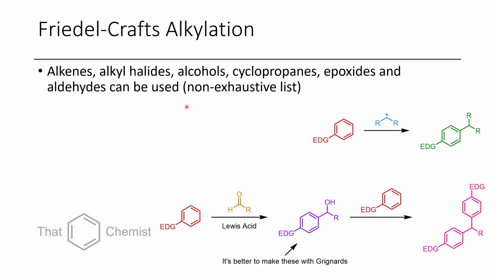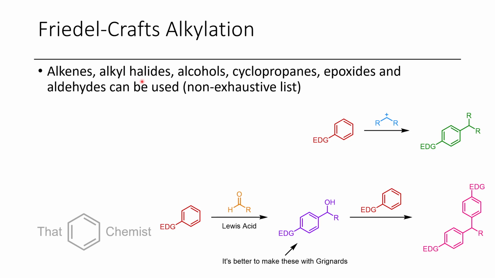Now, if we wanted to do an alkylation, there's several different groups we can use. Most of the time, if you have an alkene or an alcohol or a cyclopropane or an epoxide, you're going to be activating those with acids. So the strong H+ can protonate the alkene, it can protonate the alcohol and eliminate water, which will generate a carbocation. Cyclopropanes can be ring opened with a strong acid, and epoxides can be ring opened using a strong acid as well as aldehydes.